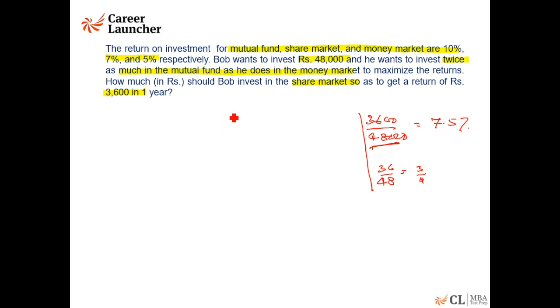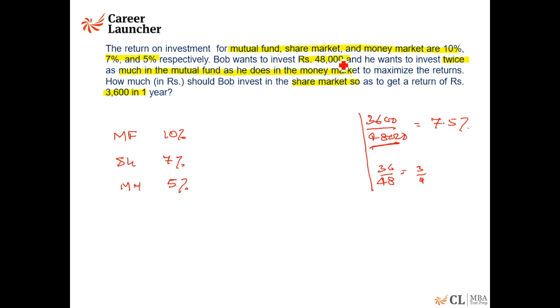Now this question people will typically do by weighted average, which is not incorrect. But to me, the deviation method is a faster method to do this question. Let's solve it by the deviation method. We have mutual funds, then we have the share market, and then we have the money market. The return on mutual fund is 10%, on share market is 7%, and in money markets it is 5%.